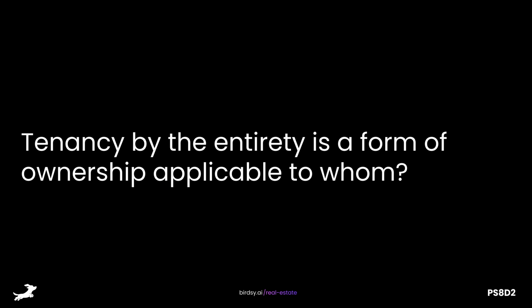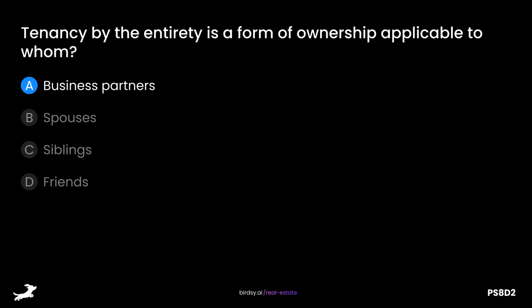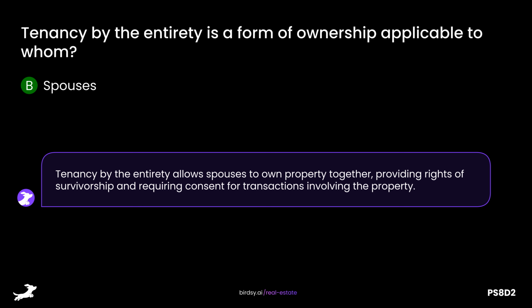Tenancy by the entirety is a form of ownership applicable to whom? Is it A. Business partners, B. Spouses, C. Siblings, or D. Friends? The answer is B. Spouses. Tenancy by the entirety allows spouses to own property together, providing rights of survivorship and requiring consent for transactions involving the property.